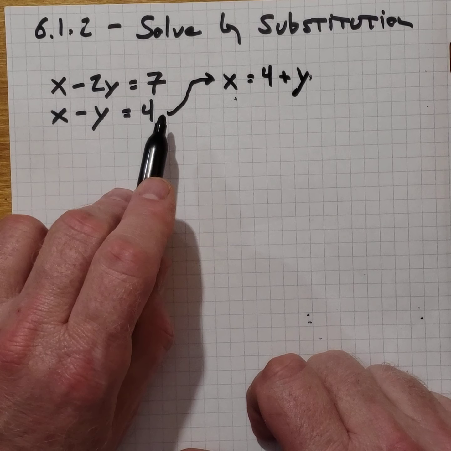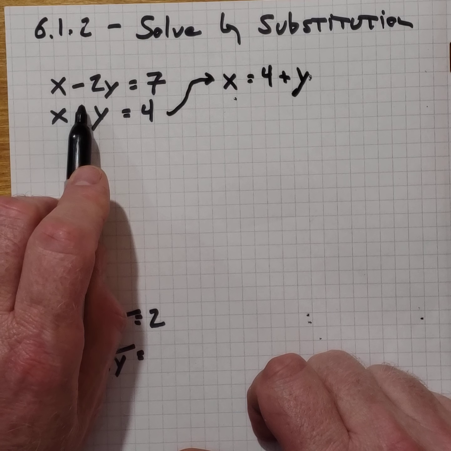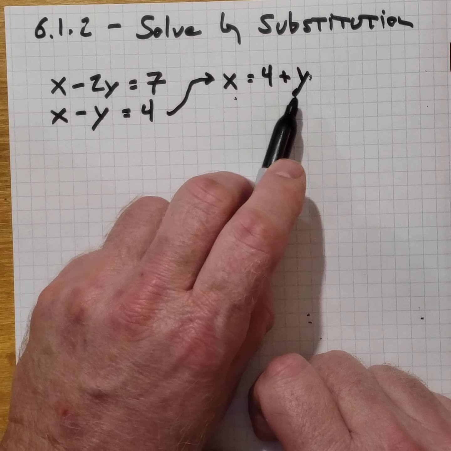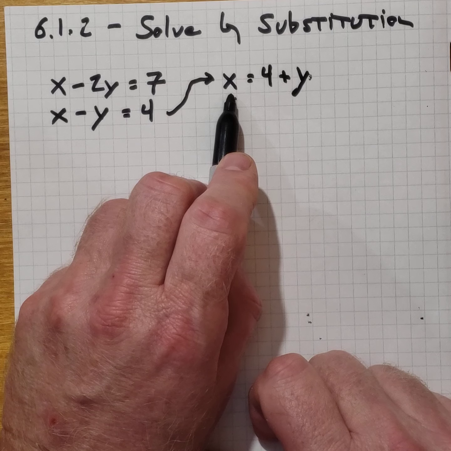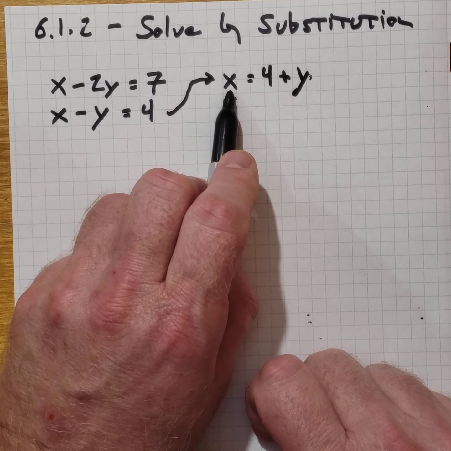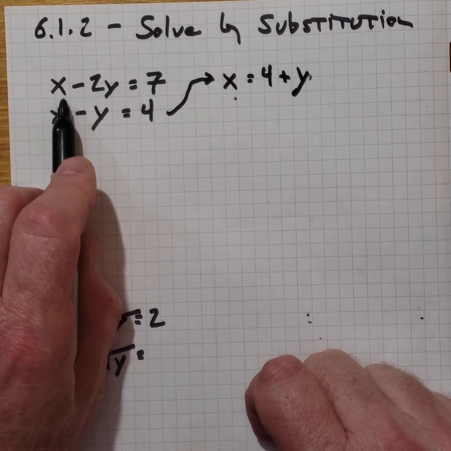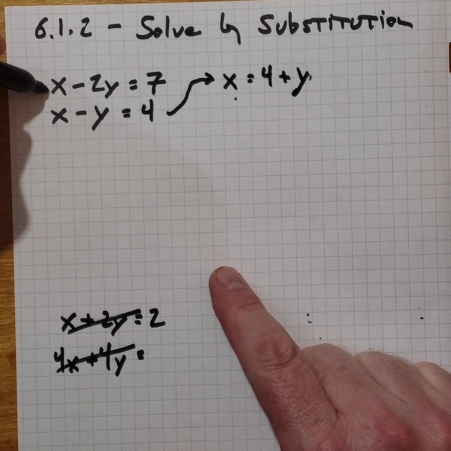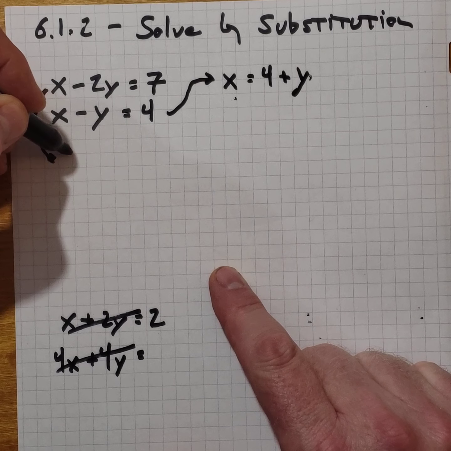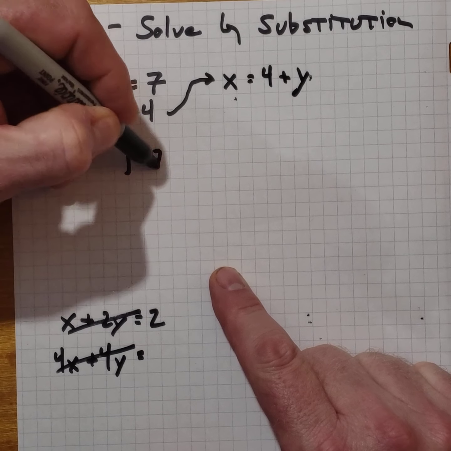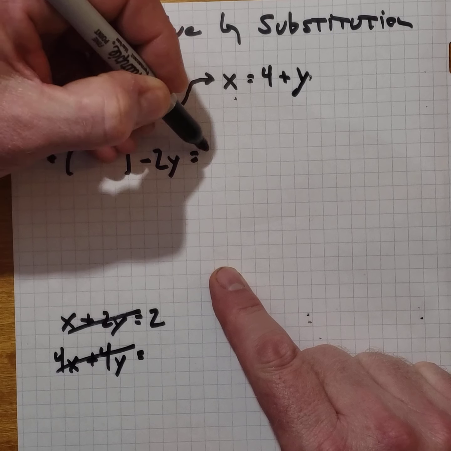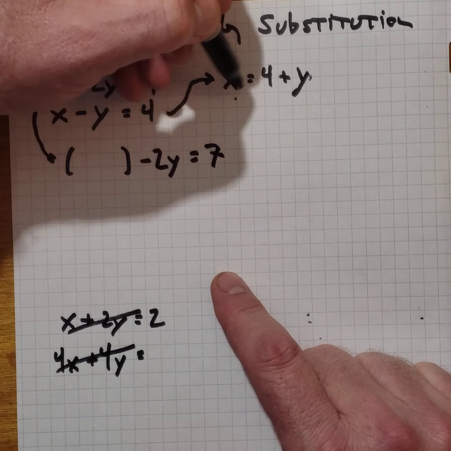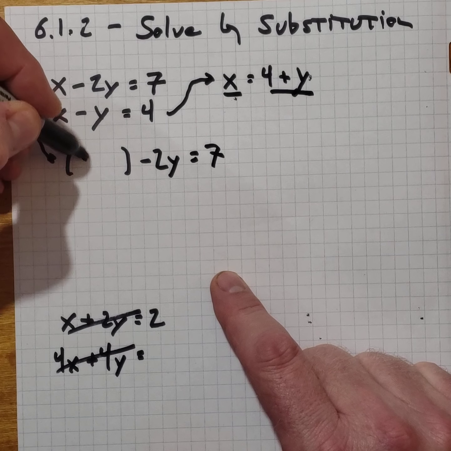Now remember, this is a system of equations. We want both of them to be true. So for this one to be true, whatever y is, x has to be y plus 4. Well, if that has to be the case, then why not replace this x with y plus 4 or 4 plus y? So we're going to take this equation, x minus 2y equals 7, and we're going to replace the x with this here because x is equal to 4 plus y.